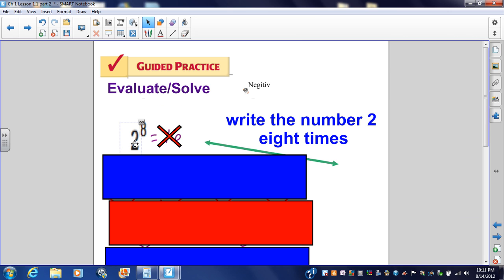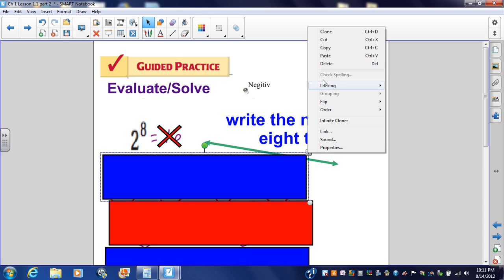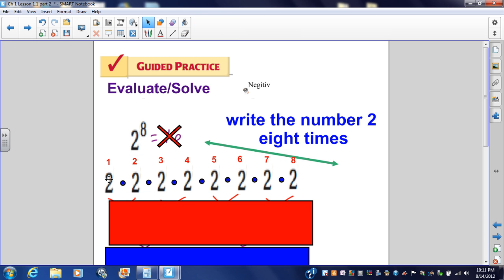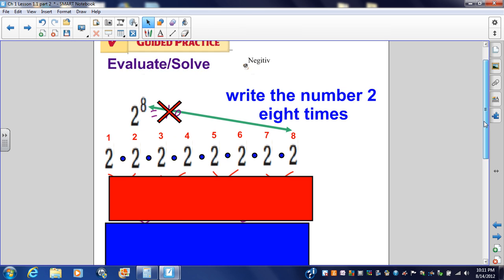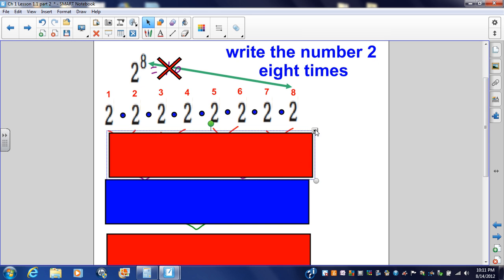We're going to write the base, which is 2, 8 times. So let's go ahead and do that. On your paper, write the base 2, 8 times. Notice on the screen that I've written it 8 times because my exponent was 8. Again, this is going to take a little longer, but I think you'll survive longer in the games.